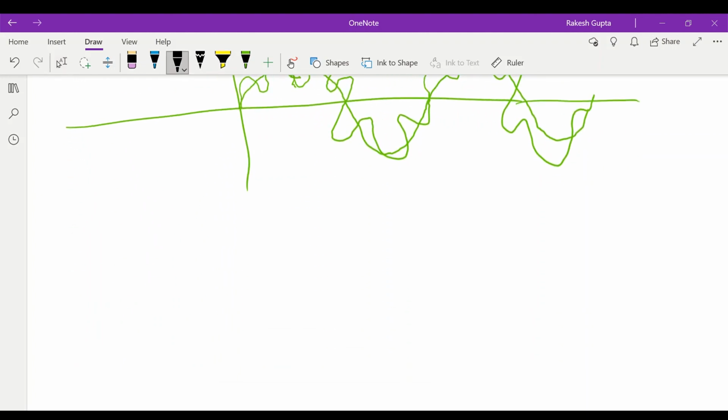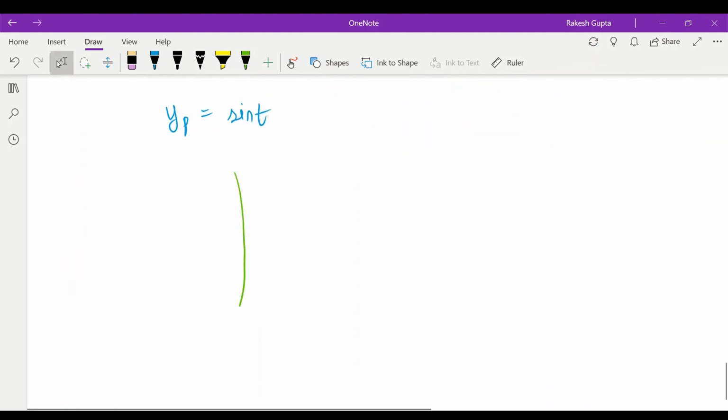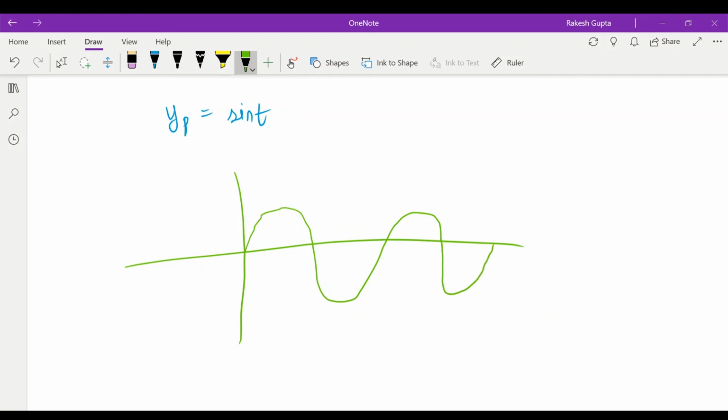And now coming to the graph of yp. So we know that yp is nothing but sin t. So the graph of sin t is very simple. This is with the period 2π over here. Yeah. So that is all.